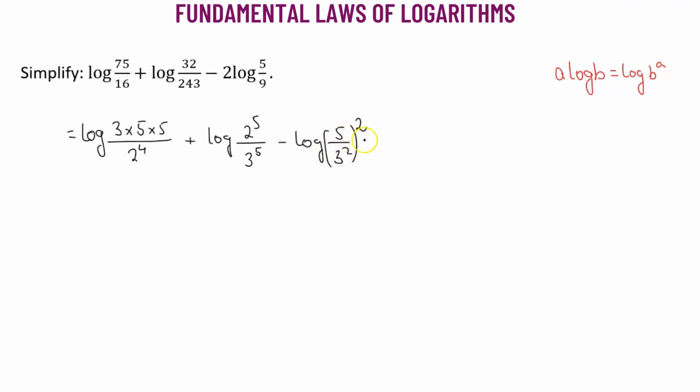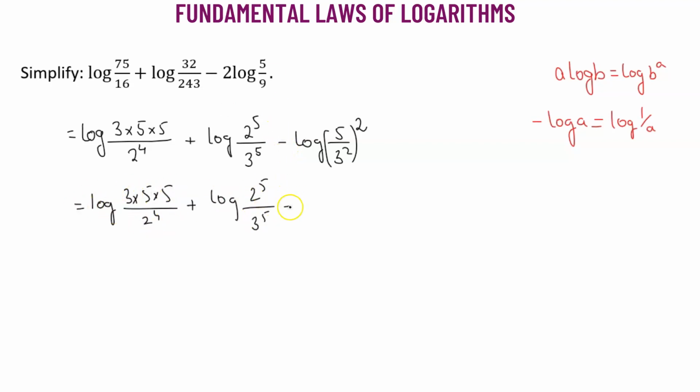the power of 2. Now we will use another fact: if we have negative log of a, this is the same as log of the reciprocal of a. So we'll use this to rewrite our logarithm as plus log of, so we'll have to take the reciprocal, so we have 3 squared whole squared, so that will be 3 raised to the power of 4.